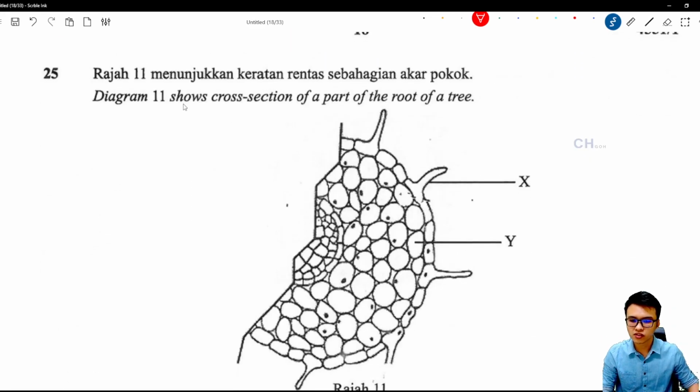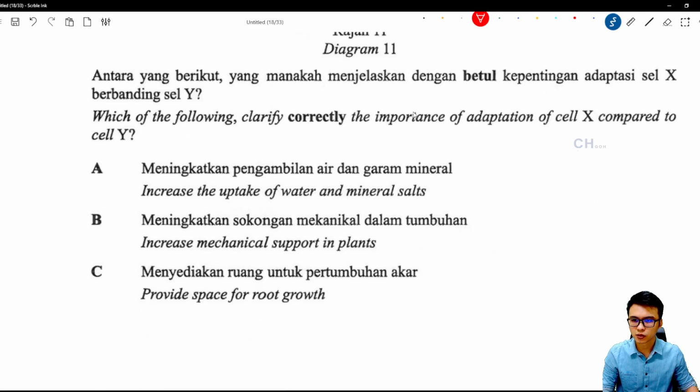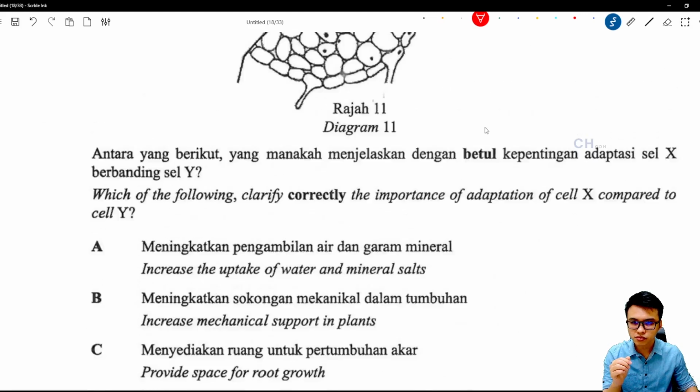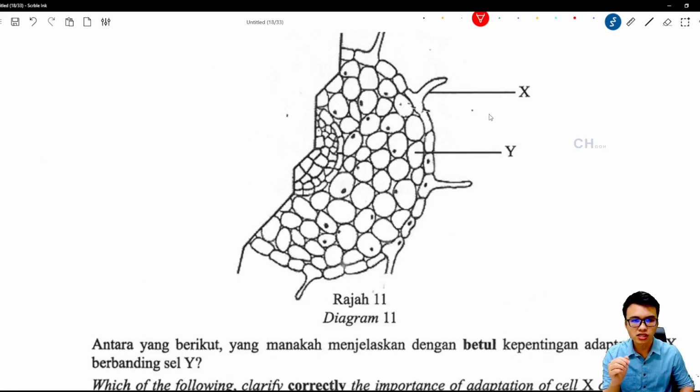Okay, question 25. Diagram 11 shows the cross sections of parts of the roots of a tree. Which of the following correctly clarifies the importance of adaptations of cell X compared to cell Y? Cell Y is just a normal cell. Cell X has an extended plasma membrane like this.